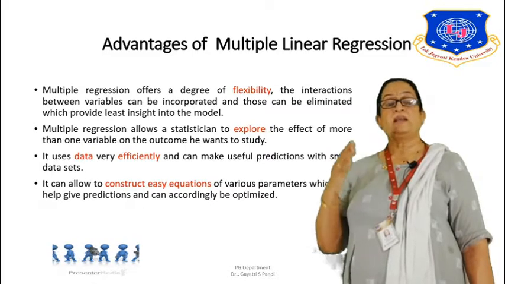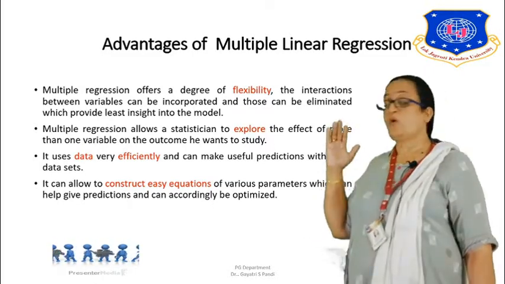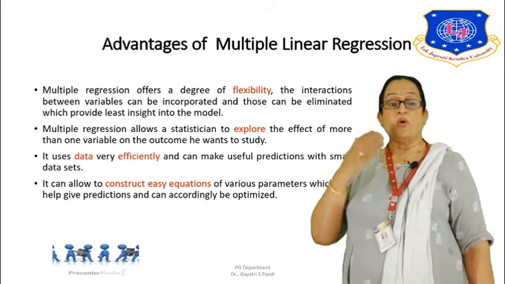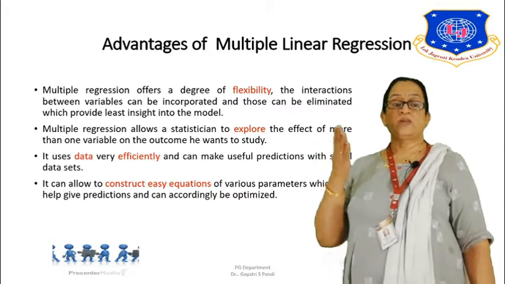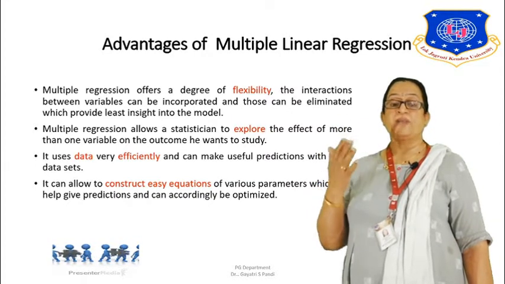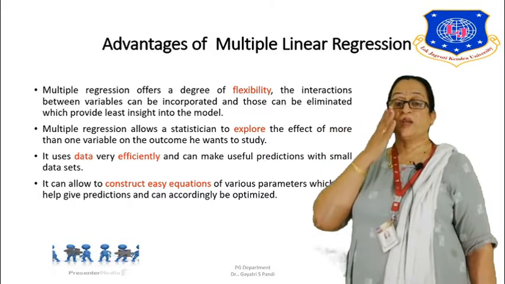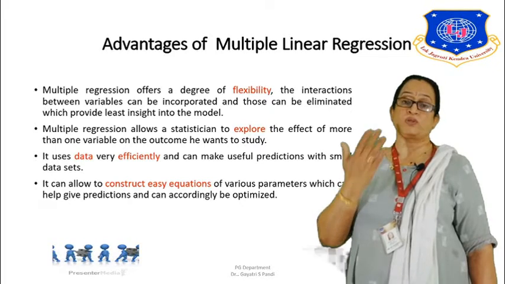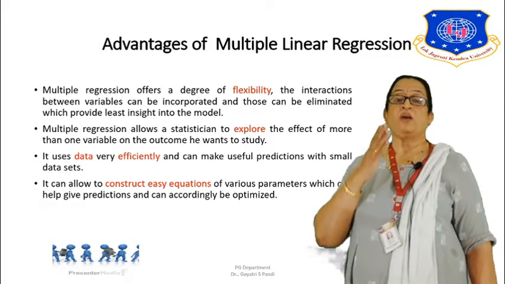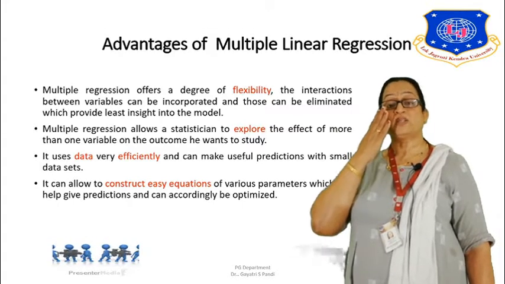Multiple regression allows a statistician to explore the effect of more than one variable on the outcome he wants to study. So it uses data very efficiently and can make useful predictions even with a smaller data set, even with 100 data points. Normally machine learning algorithms need more data, but this can give good results even with smaller data.